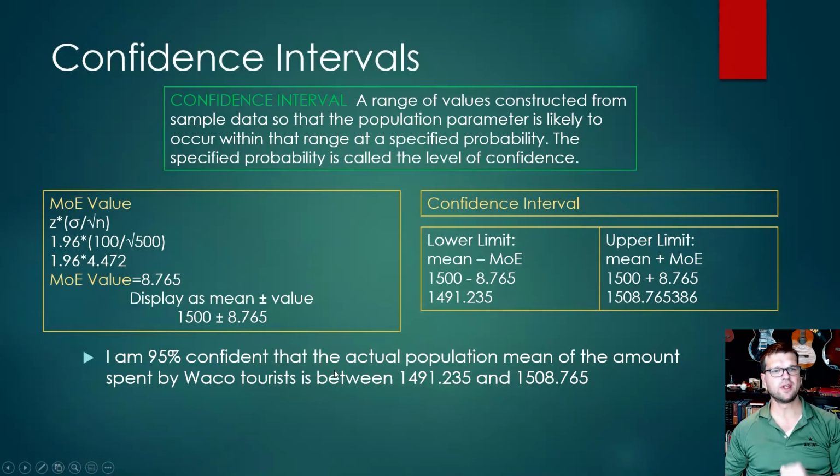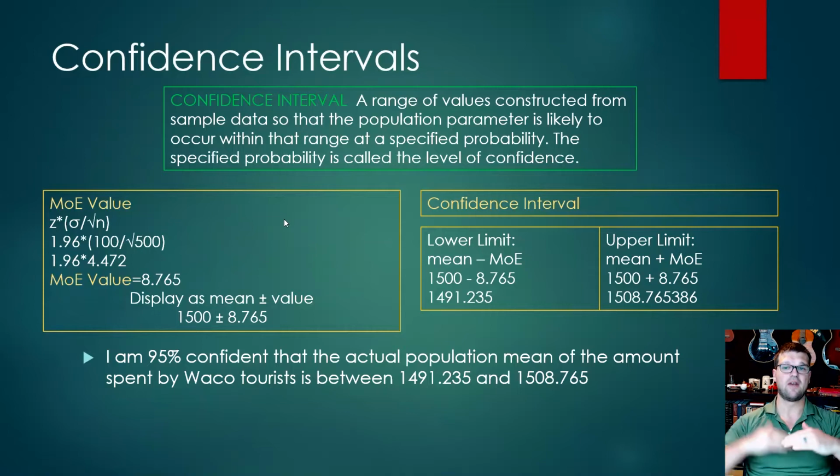Okay, confidence interval. A confidence interval brings the margin of error value one step further. It tells you the range of values in which you expect the actual population mean to occur. It's constructed from the sample data, and so we say we are 95% confident that the actual population mean will occur between this lower value and this upper value. So we take the margin of error values.